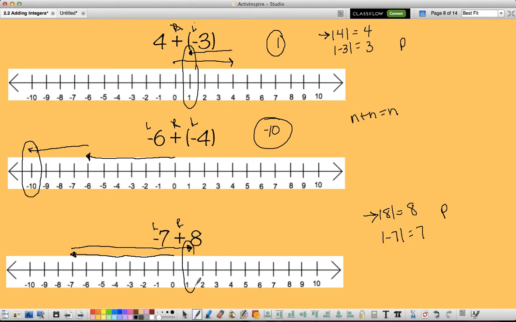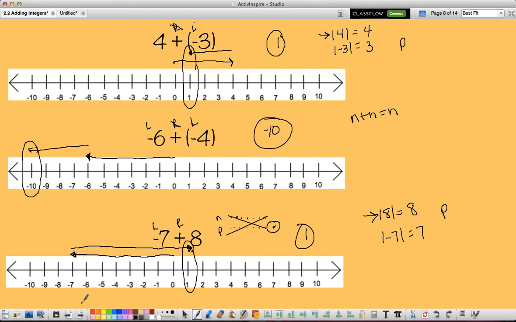And I ended up at positive 1, which makes sense because my answer is supposed to be positive. And if you think about number chips, you have 7 of the negatives, 4, 5, 6, 7, and 8 positives, 1, 2, 3, 4, 5, 6, 7, 8. All of these cancel each other out, and you're left with 1 positive left. Right? So all of these ways that we've used to understand adding integers all end up with us getting a positive 1 as an answer.